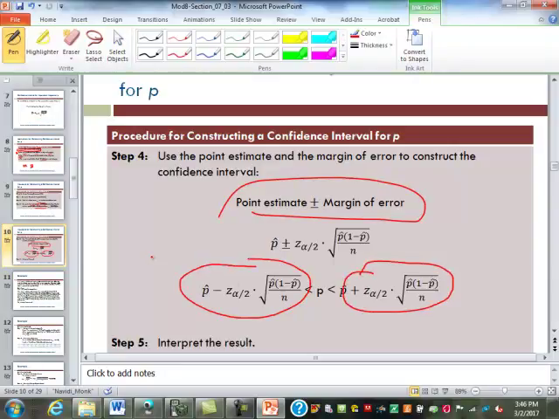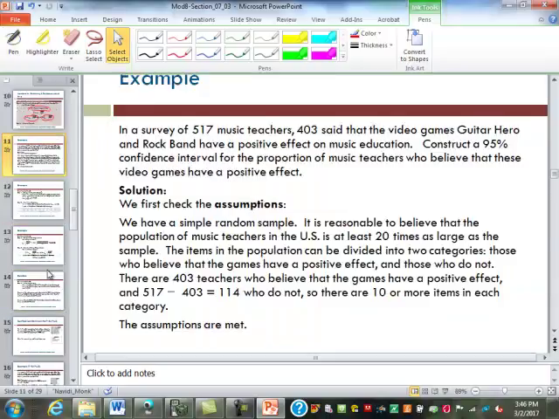So same process again. I know I breezed through that really quickly, but the example here is going to be more meaningful to us than the generic process. So here, of 517 music teachers, 403 said that video games were good for the students, had a positive effect on music education. We're going to construct the 95% confidence interval. So again, n is 517, x is 403. 95% confident means alpha is 0.05.